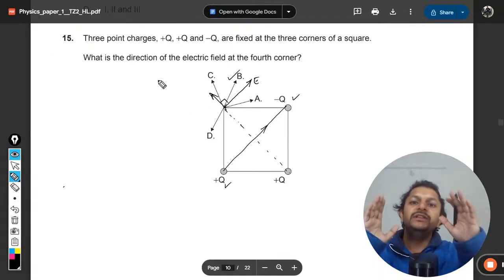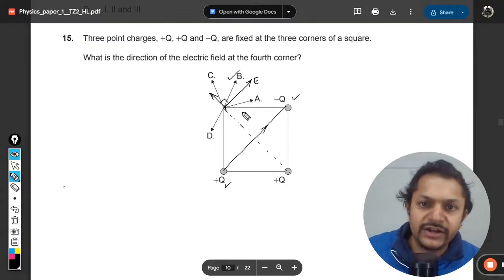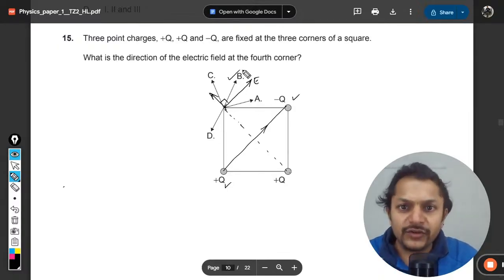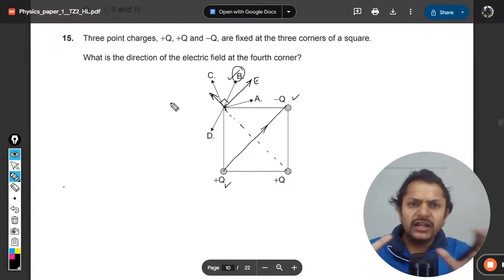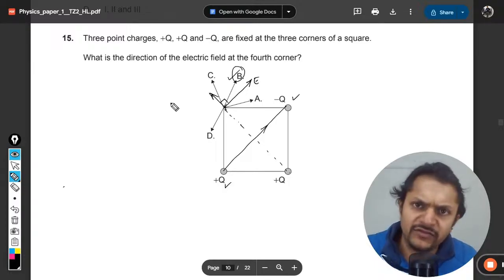Clearly B will be the correct answer. A, C and D do not stand a chance, so A, C and D are wrong. B is the correct answer for this question. Nothing more. We have to think from this point of view only. There is no mathematics involved here.